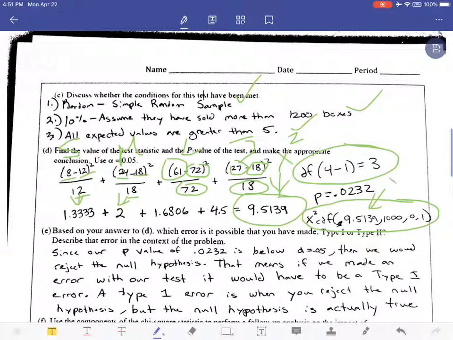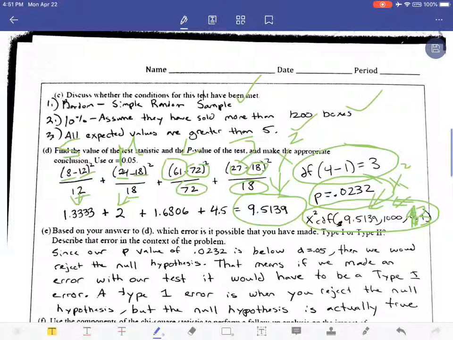Put your chi-squared value in. Your upper boundary is going to be positive 1,000. And then the last number is going to be your degrees of freedom, which is 3. On your calculators, that screen should come up where it walks you through each of those steps, so it shouldn't be an issue at all. And when we get that, it gives us our p-value of 0.0232.